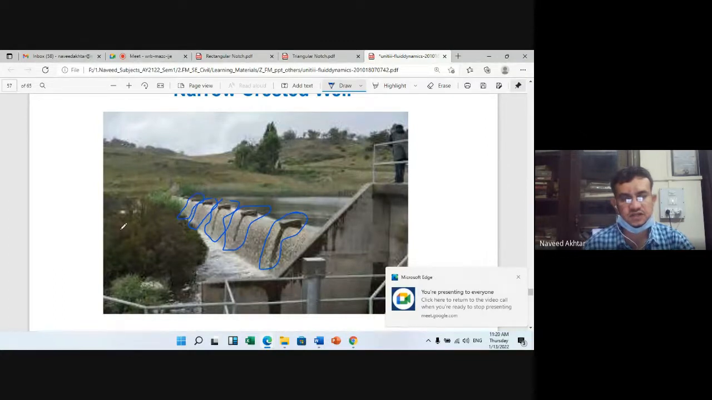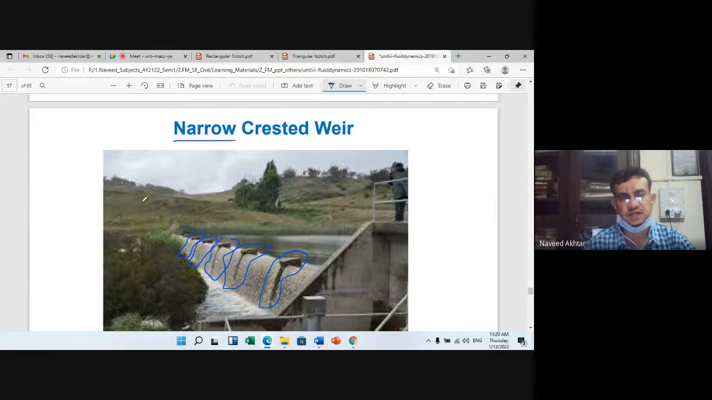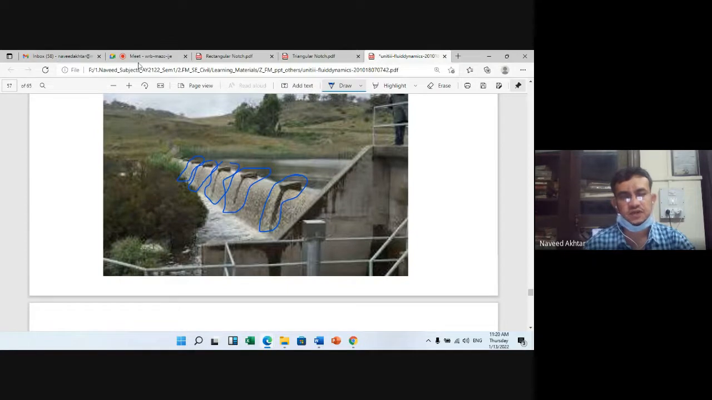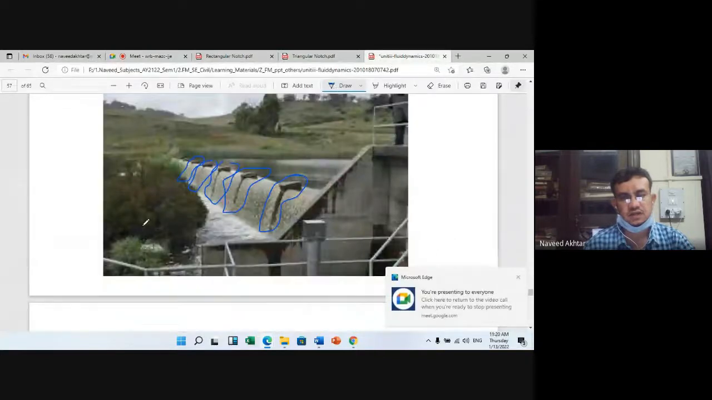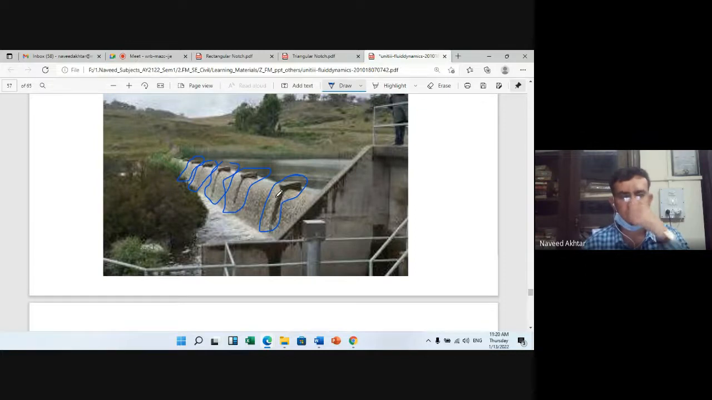You can see that the broad crested weir is divided into parts here, and that is called a narrow crested weir. Generally, for irrigation purposes, to stop the water we are constructing the weir, and to measure the discharge over this weir. So for irrigation purposes only, because we have to measure the discharge. Okay.